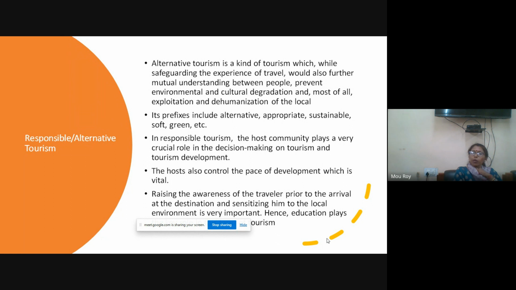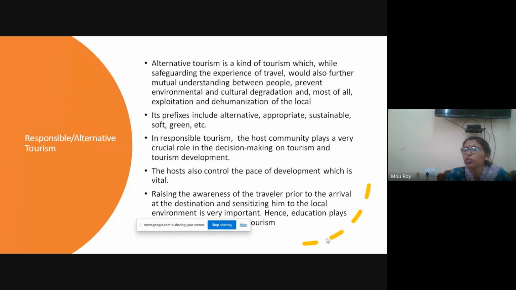So when we talk about the rural areas, and when we say that they have a very significant role in making decisions, how can they play a significant role if they are not properly educated? In that case, the government should come up, the stakeholders should come up while making any crucial decision on tourism and tourism development. The host has a very important role.